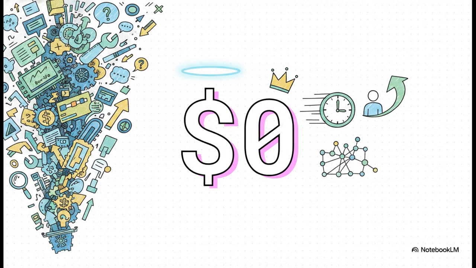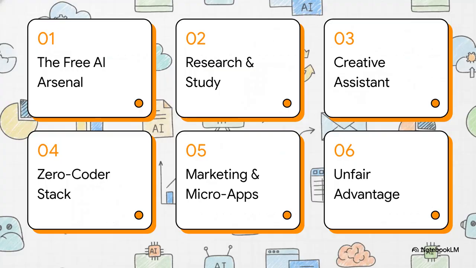Zip, nothing. It's this huge stack of tools literally letting researchers bang out a week's worth of deep, focused work in mere seconds, completely for free. Talk about an unfair advantage, right? So here's our playbook for today. We're going to start with the free AI arsenal, move into hacking your research and study, set up your ultimate creative assistant, unlock the zero-coder stack, automate with instant marketing and micro apps, and finally, claim your new unfair advantage.